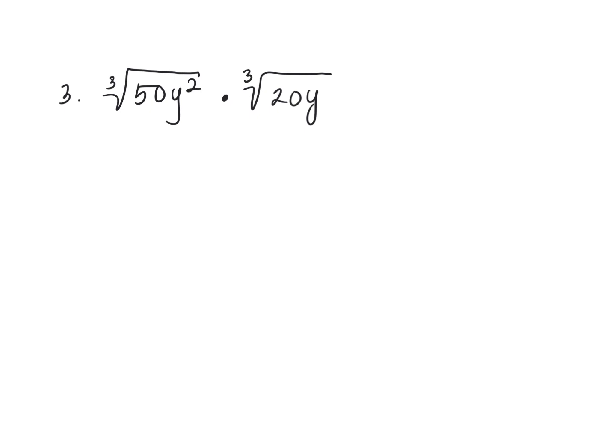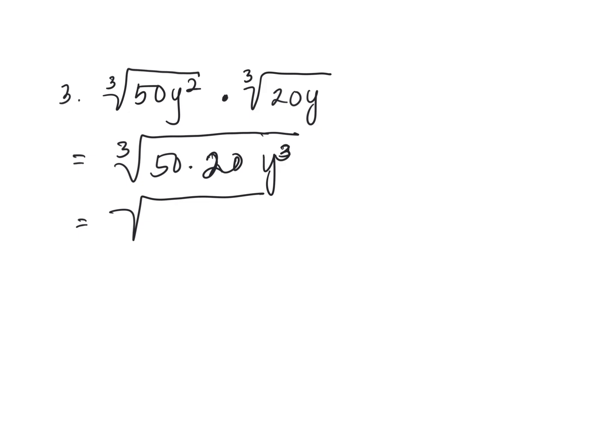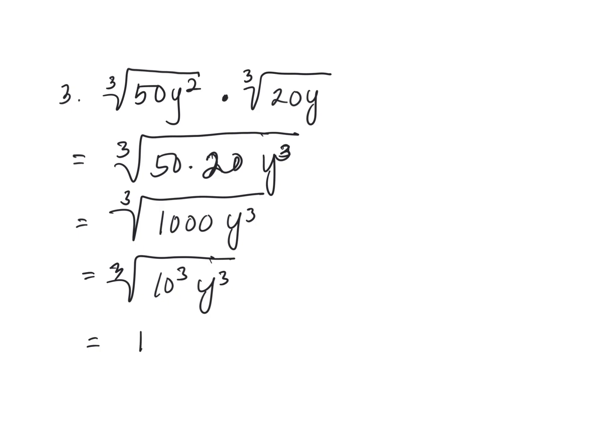Okay, so let's put this together in the same cube root radical sign. That's going to give you 50 times 20, and then y squared times y is going to give you a perfect cube of y cubed. So that's 50 times 20, which gives you 1,000 y cubed, and let's not forget the index, which is 3. Now the cube root of 1,000 is 10, and the cube root of y cubed is y, so simplifying further is going to give you 10y only.